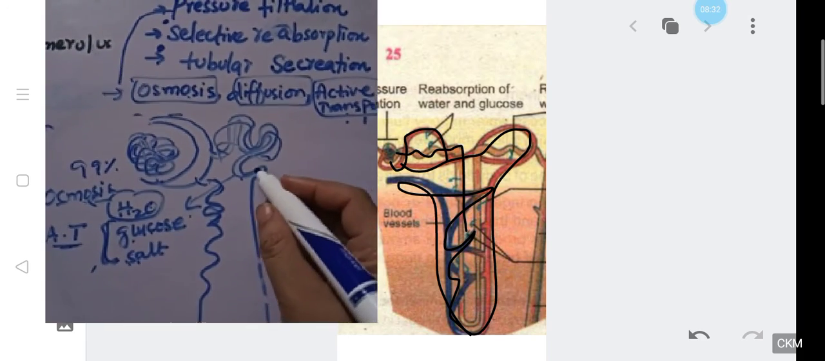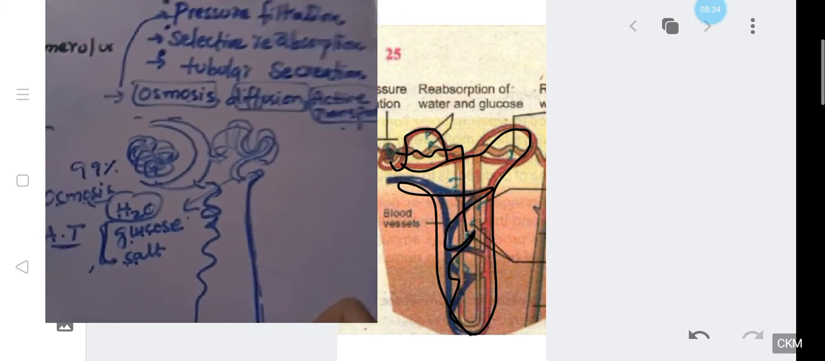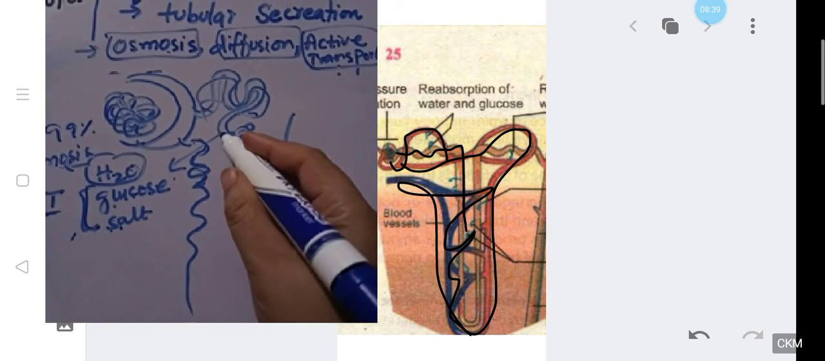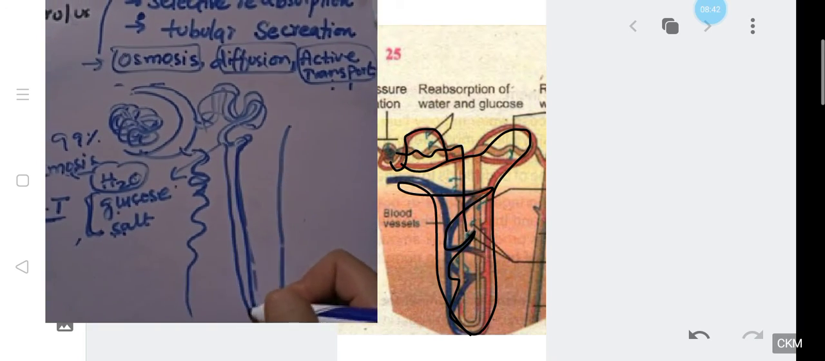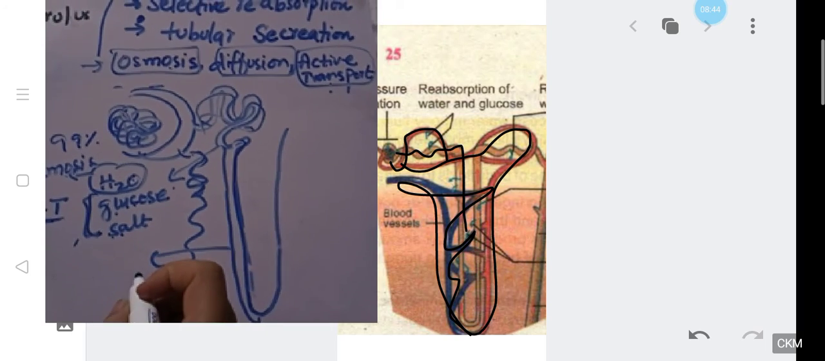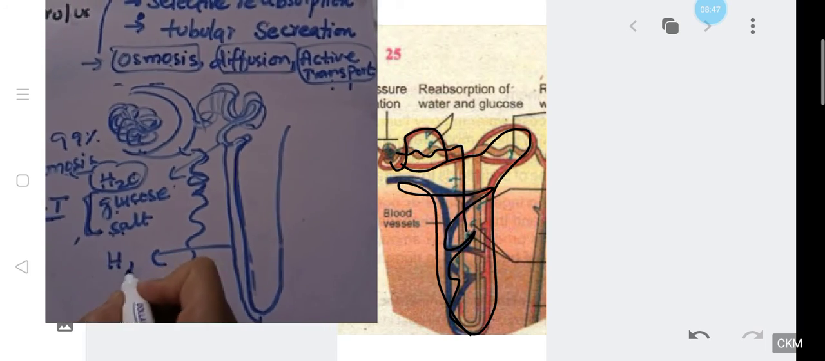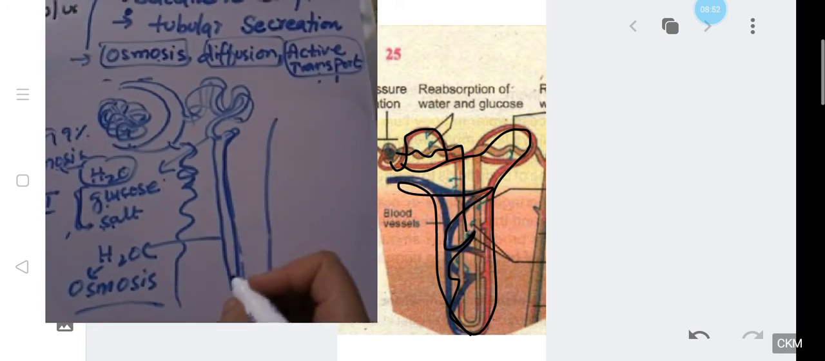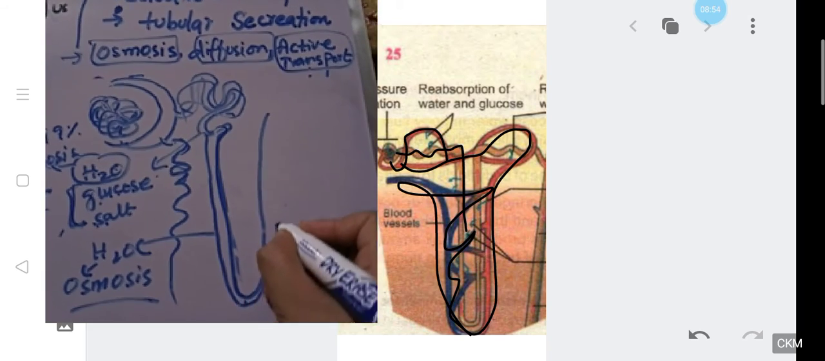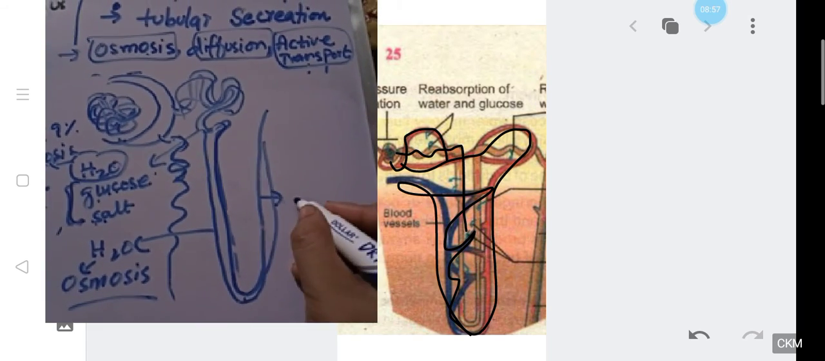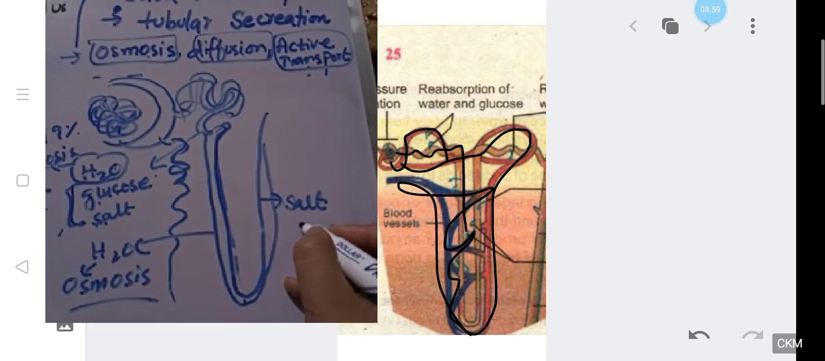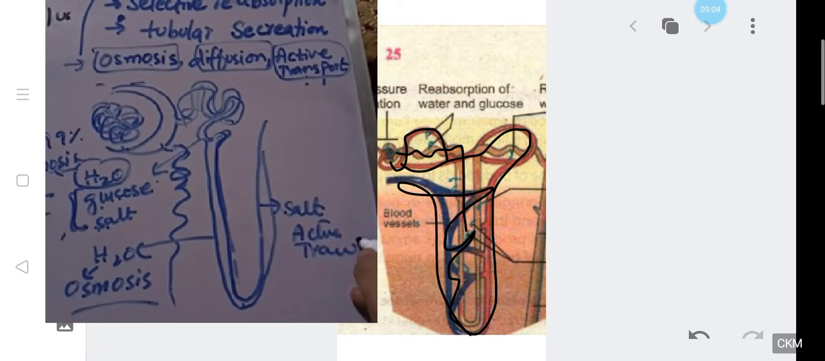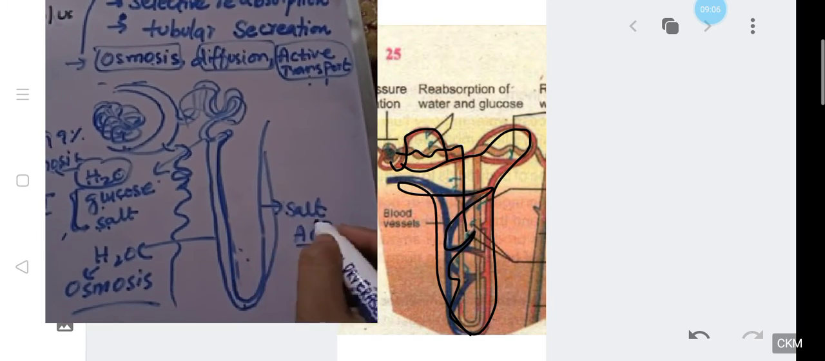Next to the proximal convoluted tubule, there is a loop of Henle. One is the descending limb, another one is the ascending limb. In the descending limb, what will happen? The water will be reabsorbed back into the blood vessel by the help of osmosis. While in the ascending limb, what will happen? The salt will be reabsorbed back by the help of active transport. In the ascending loop of Henle, the salt will be reabsorbed.